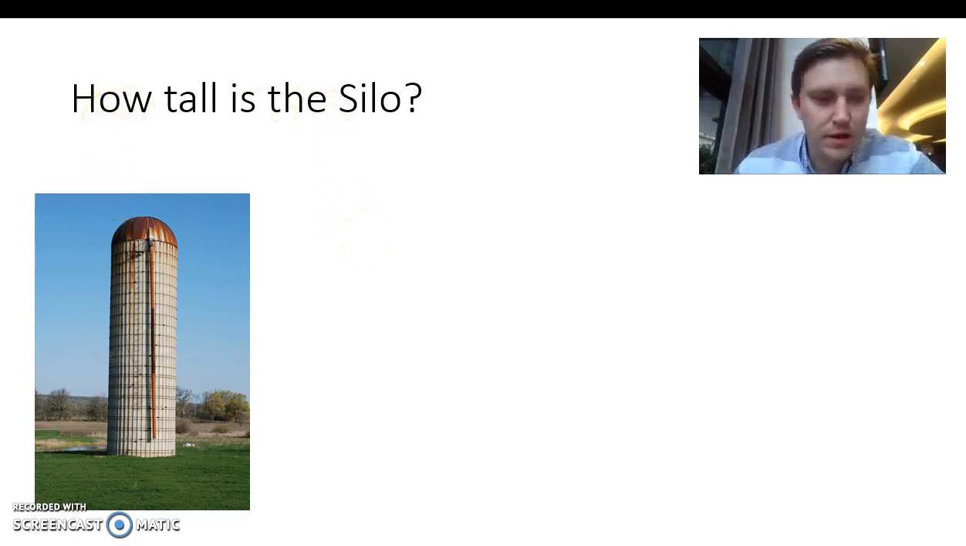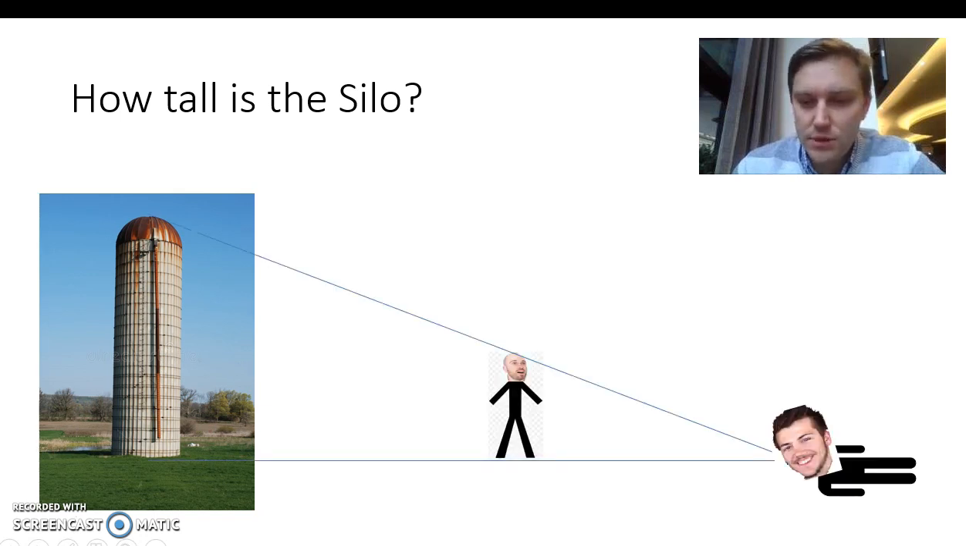Like we did out on the oval, we got our silo and we need to get a group of people. So we've got our friendly teachers, Mr. Haylock and Mr. Langhans, to help us create our similar triangles. You can see here Mr. Langhans standing in line with Mr. Haylock, the top of his head and the top of the silo, which is giving us two really nice similar triangles, one small, one large. So this one has been enlarged to make the big one.